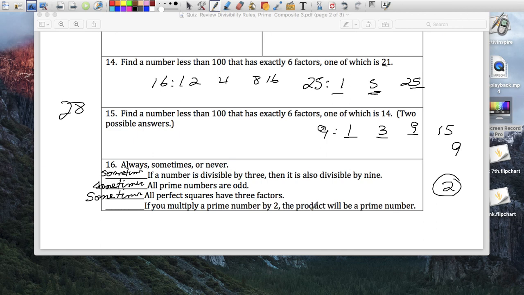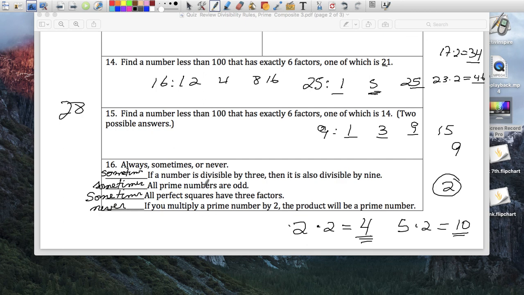If you multiply a prime number by 2, the product will be a prime number. Ugh. Let's take the prime number 2. If I multiply it by 2, will I get another prime number? No, because 4 is not. Let's pick another prime number, 5. If I multiply by 2, will I get a prime number? No. Pick another one. 17 is a prime number. If I multiply that by 2, I get 34. Is that a prime number? No. Let's just try another. 23 times 2 is 46. Is that a prime number? No. So apparently, this never happens. If you multiply a prime number by 2, it will never be another prime number.